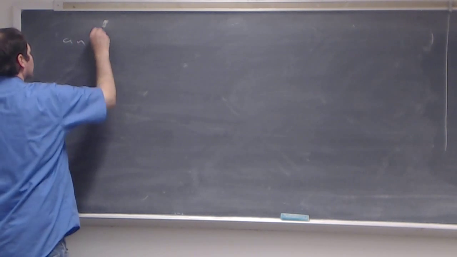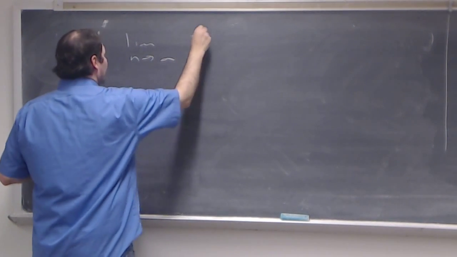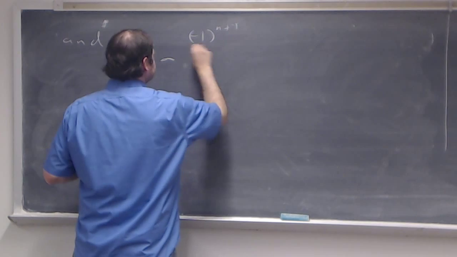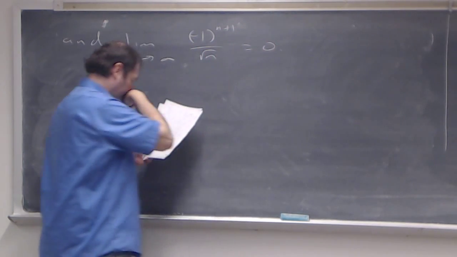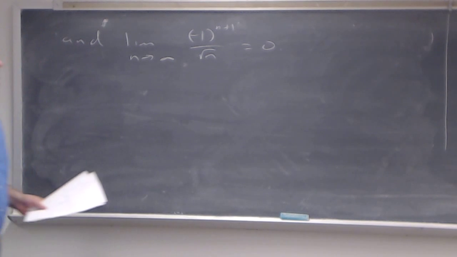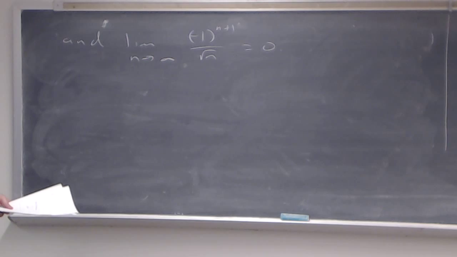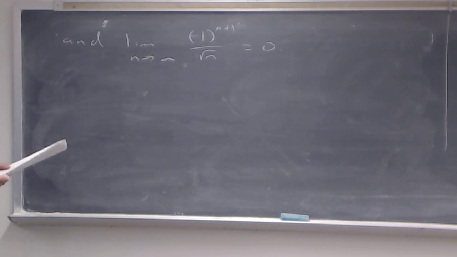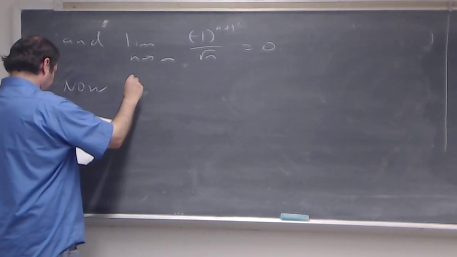The limit as n goes to infinity of (-1)^(n+1) over the square root of n is going to be equal to 0. Okay. So that's the condition of the alternating series test, and when that happens, it tells us that the series converges.